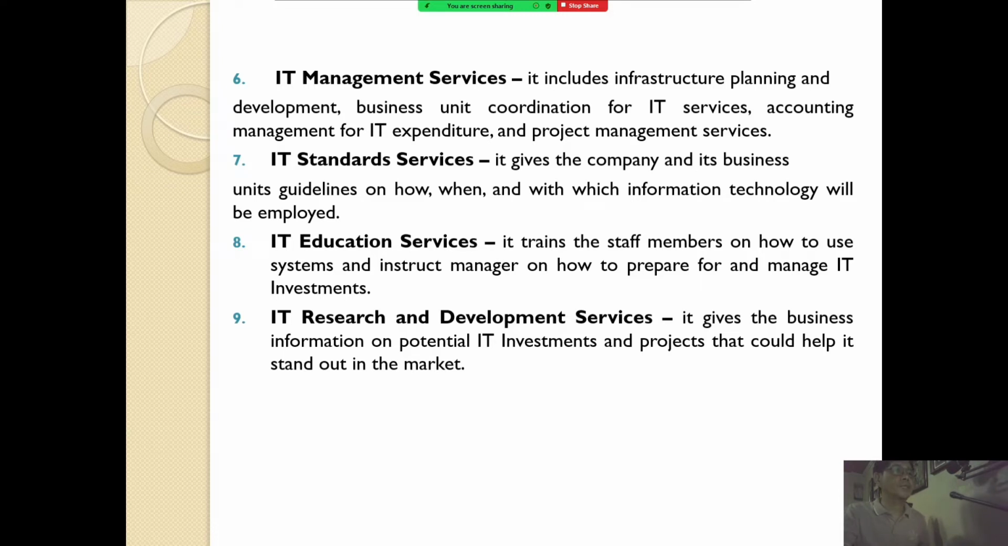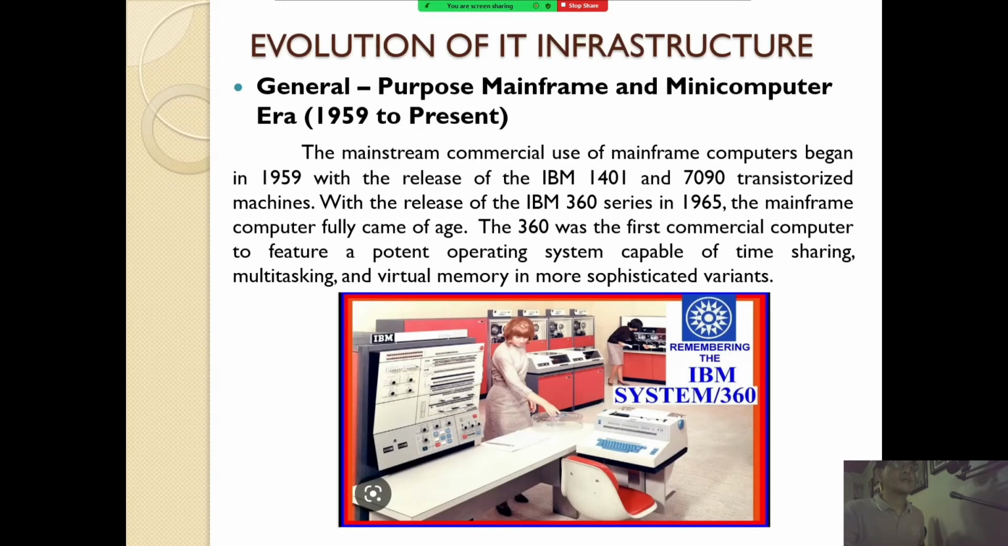Number 9 is the IT research and development services. It gives the business information on potential IT investments and projects that could help it stand out in the market. So next, evolution of IT infrastructure. So we're talking about the evolutions, okay?